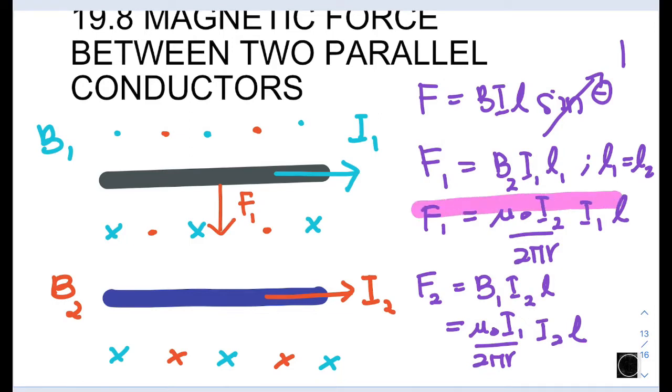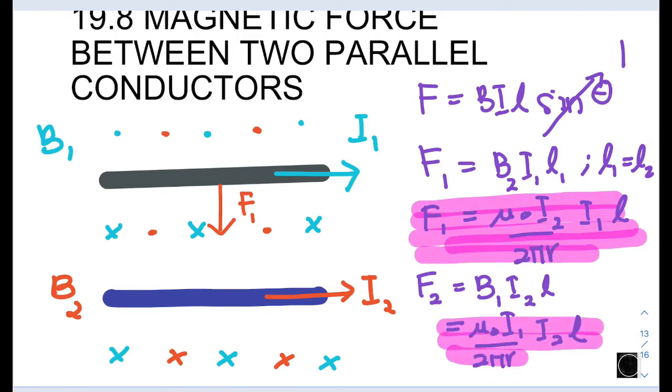So my dear, if you refer to this one and this one, they are the same, isn't it? So it means that the magnitude of F1 is the same as the magnitude of F2, but they are in opposite or the same direction.